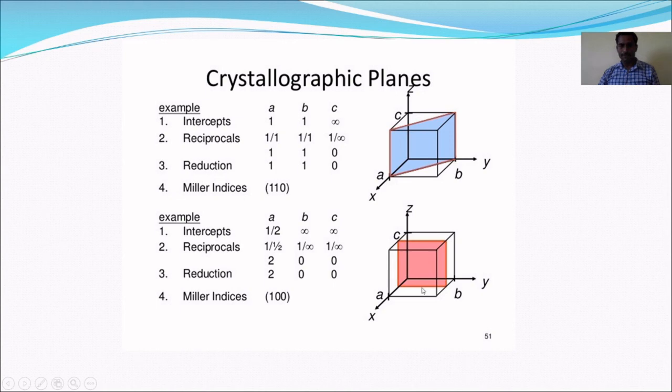If we consider this plane, it cuts along the x-axis at a whose distance is 1 by 2, and along the y-axis at b and the z-axis at c the distance is infinity, because the plane is parallel to the y-axis and the z-axis. So 1 upon 1 upon 2, 1 upon infinity, 1 upon infinity. Remember that 1 upon infinity is 0, and 1 upon 1 upon 2 is 2. Therefore, we can write the Miller indices as (2 0 0).